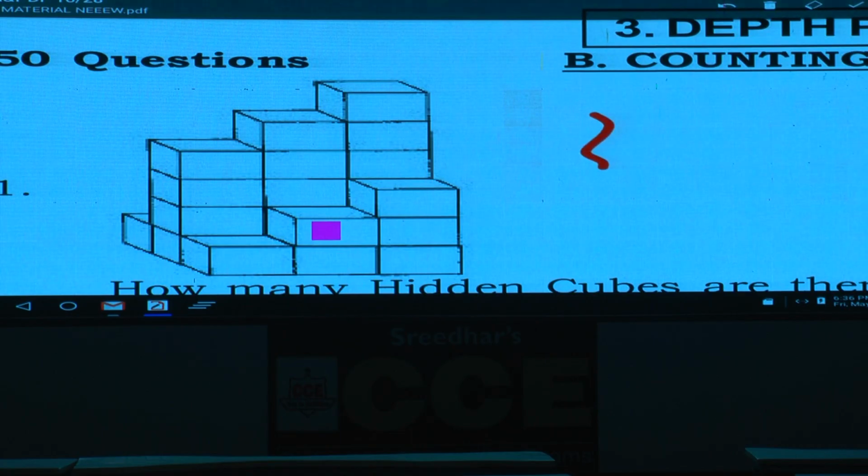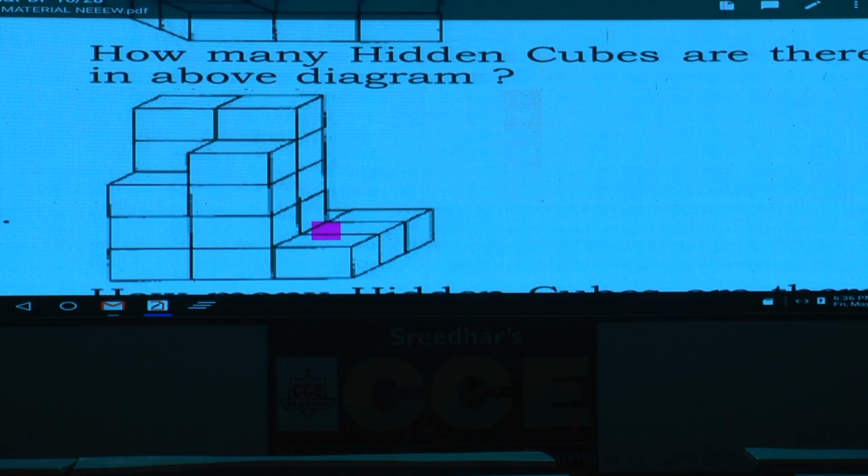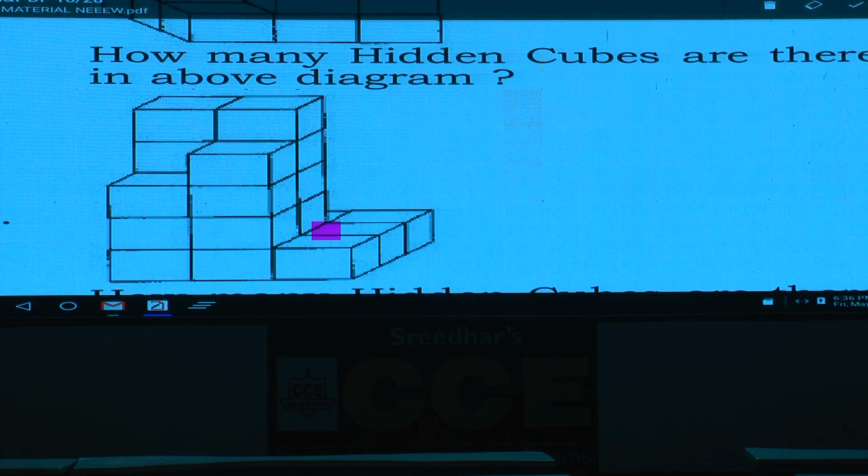Yes, next question number 2. Now in this question number 2, tell me how many are invisible. Yes, any answer to this one? Second one? 5. Why is it 5? Now in the top, if you count from the top, how many blocks were there? 1, 2. Below this one there are 3. Isn't it? Hence in this cube there are 3 invisible cubes.